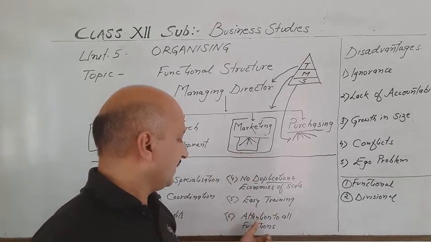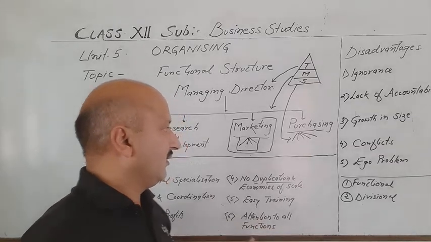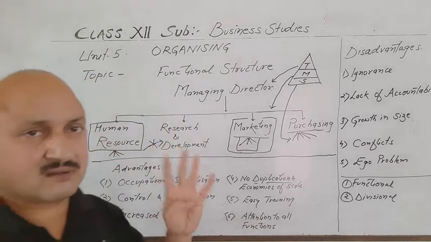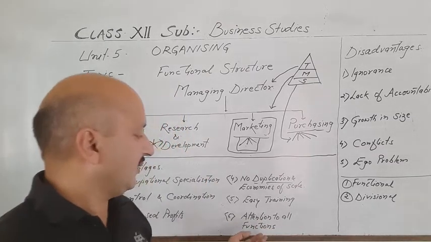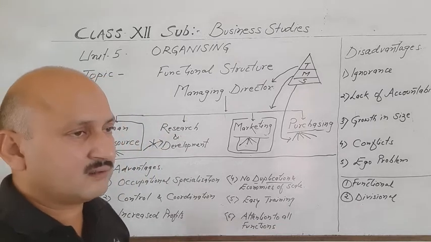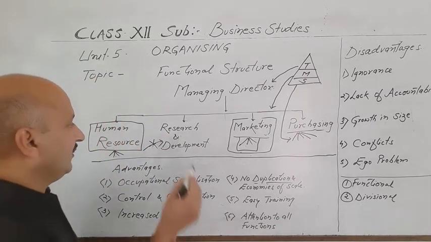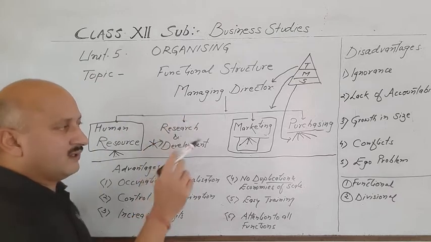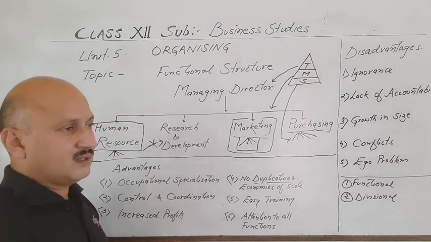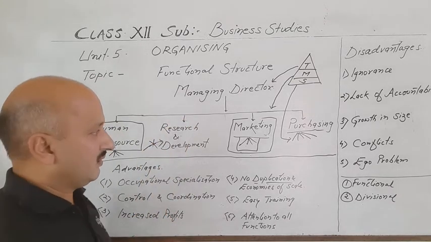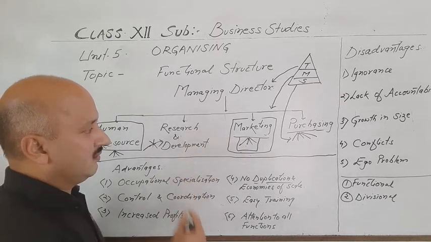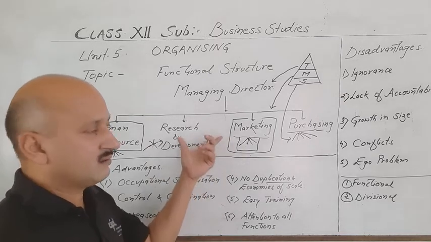Then next is attention to all functions. Here we have only 4 functions, and it is very easy to give due attention to all functions. Means they will get a proper amount of funds, whatever their requirement, and there will be no dispute regarding funds among these functions.